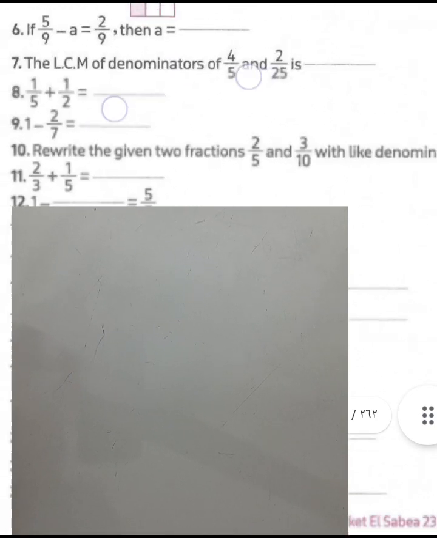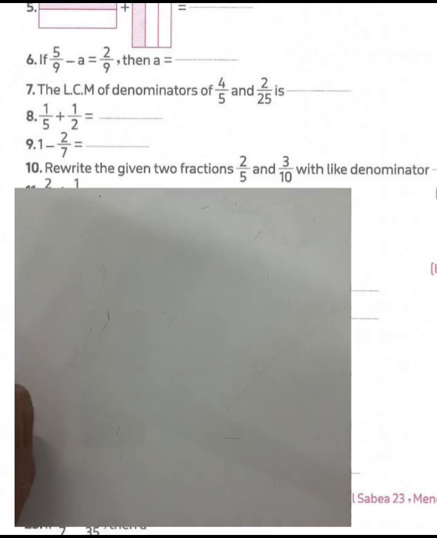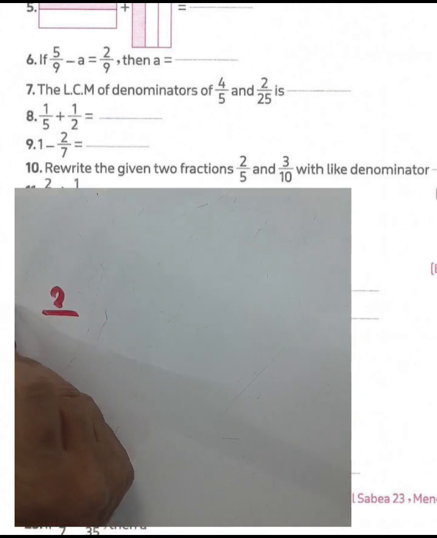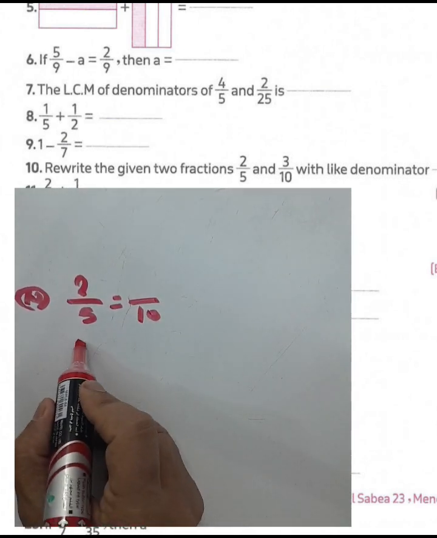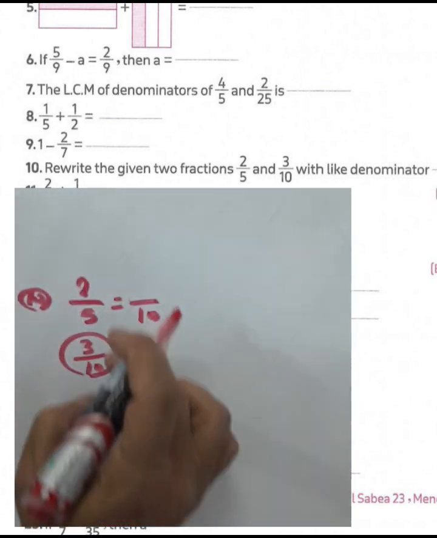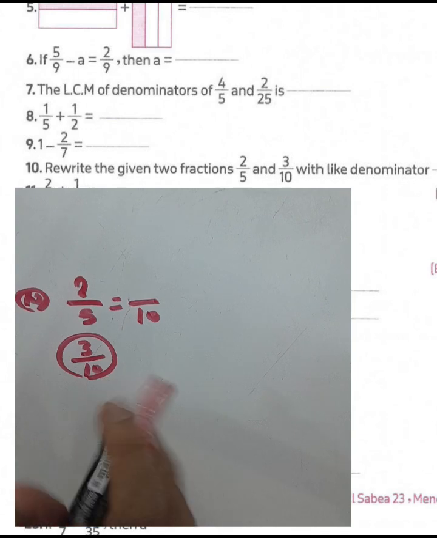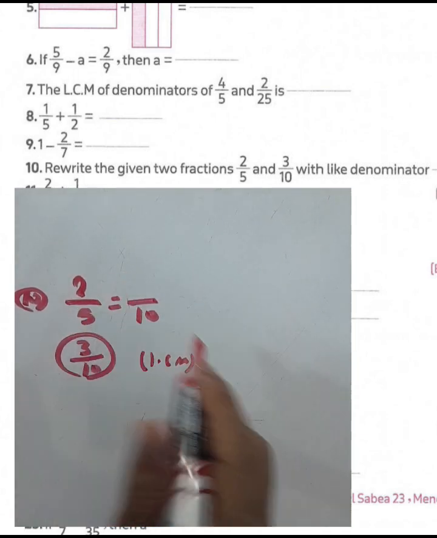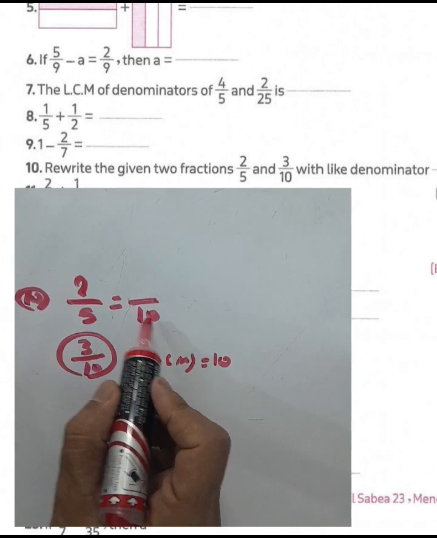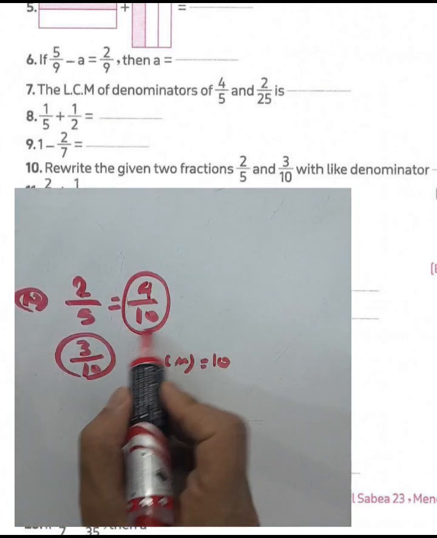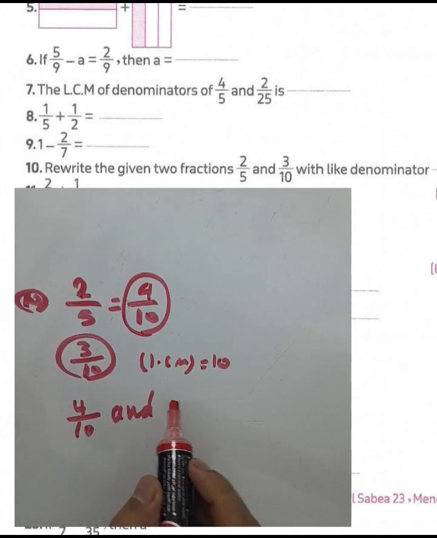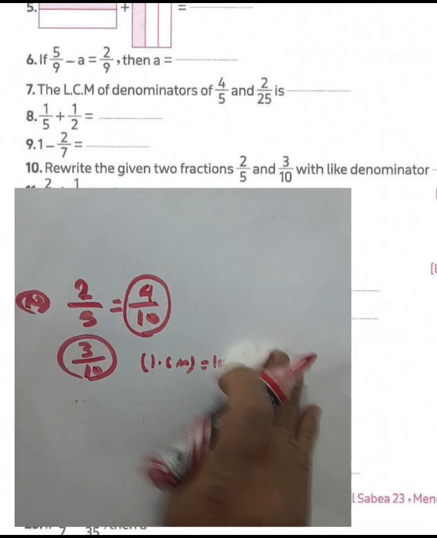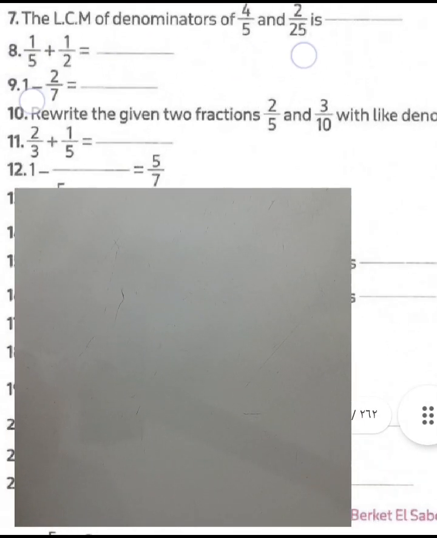Number 10. We write the given fractions 2 over 5 and 3 over 10 with like denominator. We can convert 2 over 5, write 10 in the denominator, because we have 5 and 10. 10 can be divided by 5. Then 10 is the least common multiple between two denominators 10 and 5. Okay, 2 times 5 equal 10 and 2 times 2 equal 4. Then the result here will be 4 over 10 and 3 over 10. Next question, number 11.